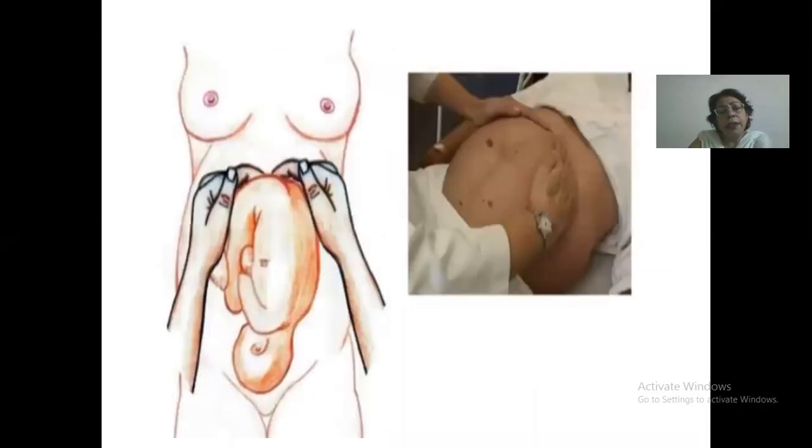Now, this is the fundal grip. This tells us which pole is present at the level of the fundus. In a normal cephalic presentation, it is the breech which is felt in the fundal grip, and you describe it as broad, non-ballotable, soft to firm, irregular breech. In contrast, in a breech presentation the head would be lying in the fundal grip, and then you say that it is a round, globular, ballotable head felt.